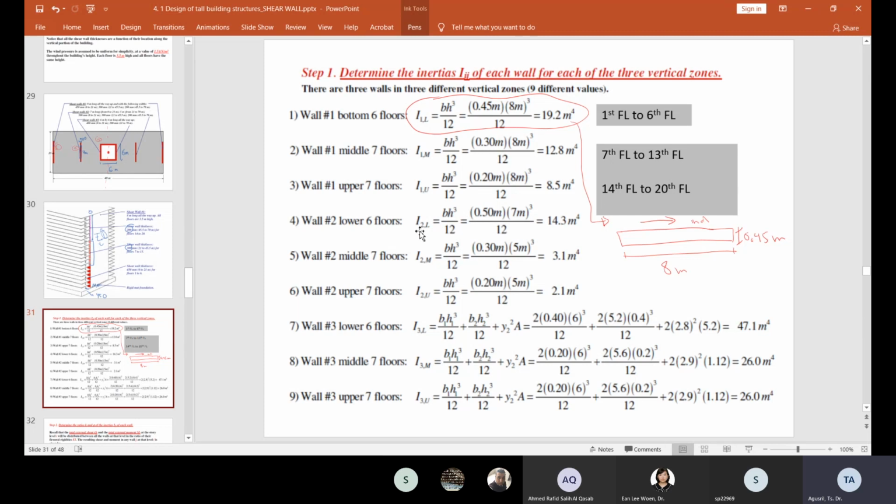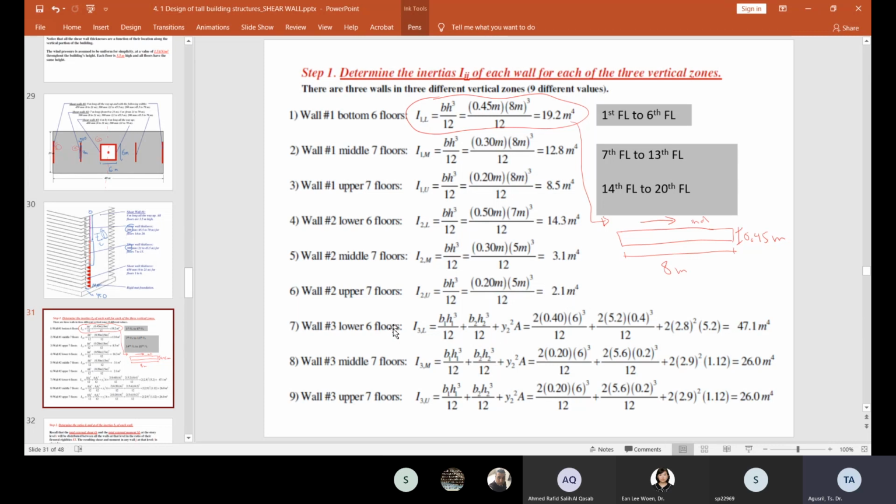For the 6th floor level, they have B, the length 7 meters, and the width is 0.5. This is the I. Then at the middle 7th floor, the length becomes 5 meters and the thickness is also reduced to 0.3. So this is the new I for the middle 7th floor. For the upper 7th floor of wall 2, the thickness is also reduced to 0.2, but the length is still the same, 5 meters. So they have the I 2.1 meter to the power of 4.